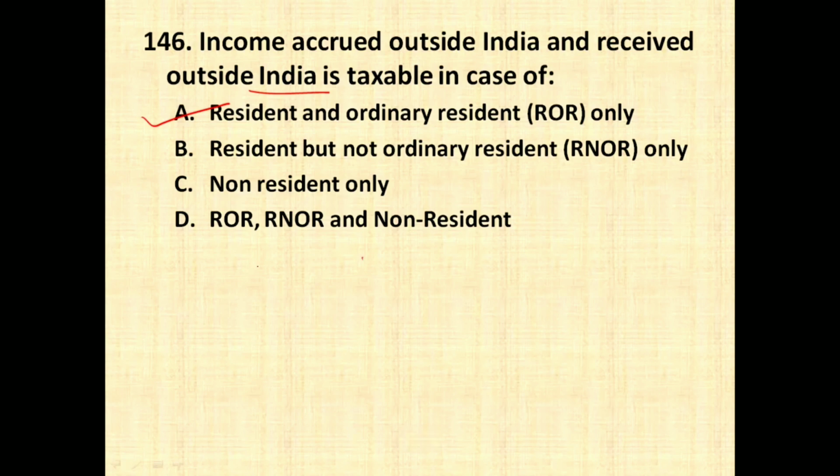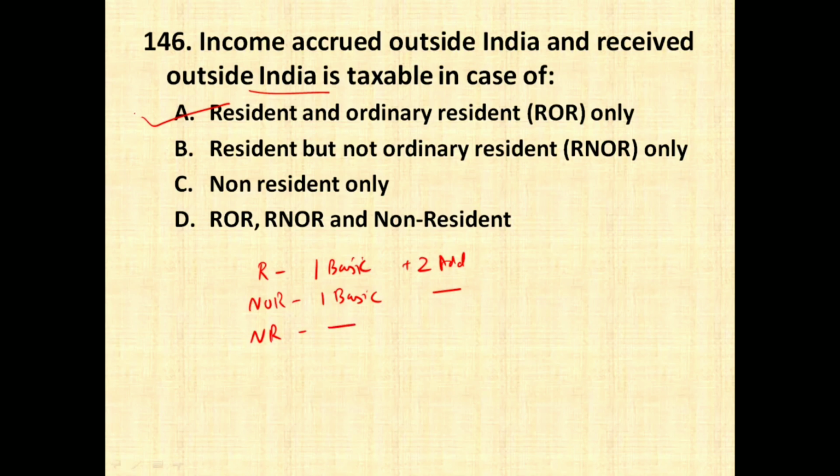Resident and ordinary resident is a person who satisfies one basic condition and both the additional conditions. Non-ordinary resident is a person who satisfies only one basic condition but does not satisfy any additional conditions, and non-resident is a person who does not satisfy any basic condition.